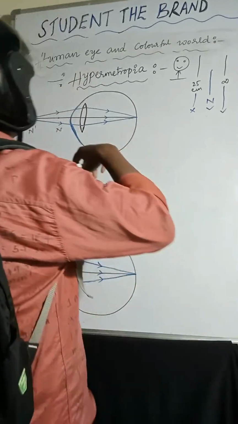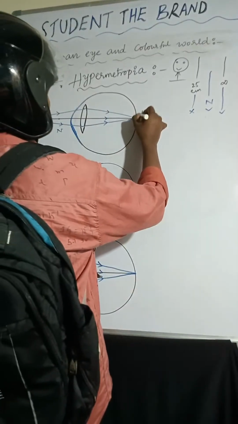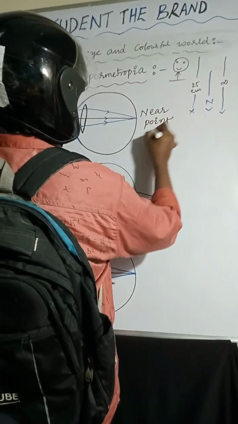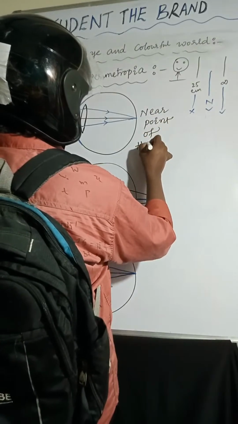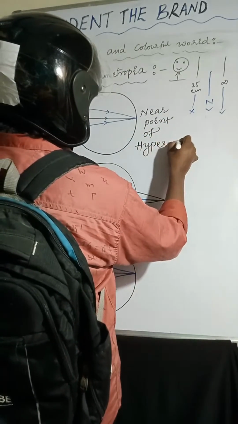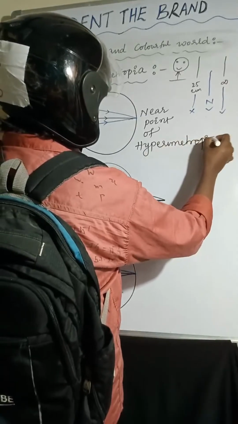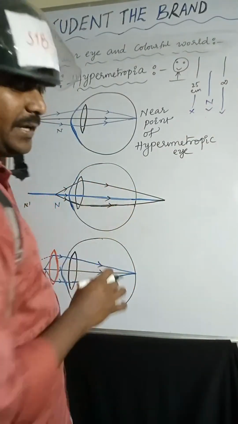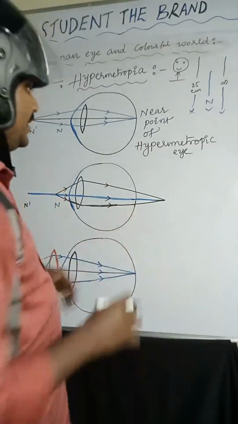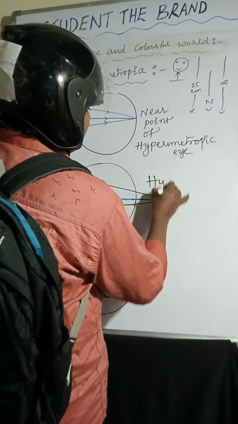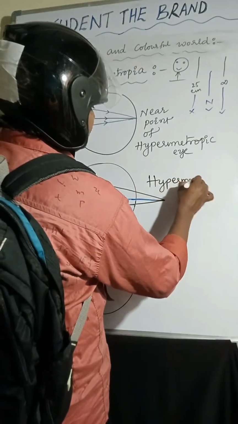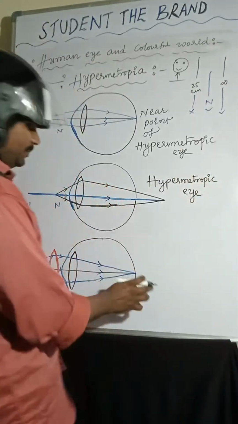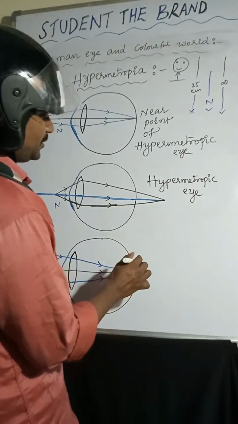This is the near point of hypermetropic eye. And this is the hypermetropic eye. This one is hypermetropic eye. This one is the correction of hypermetropia.